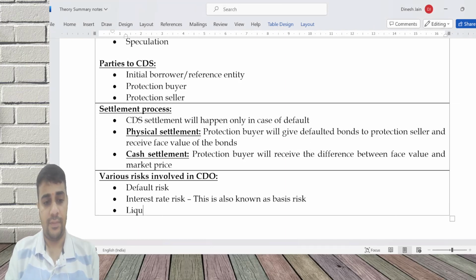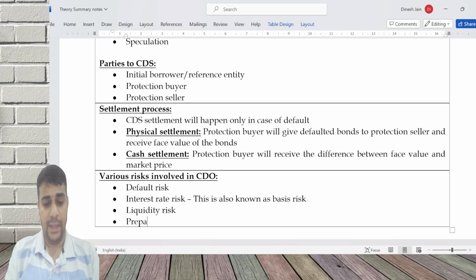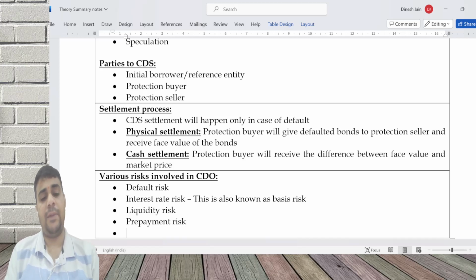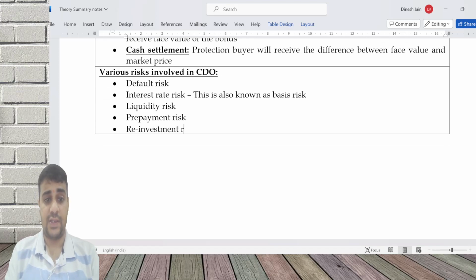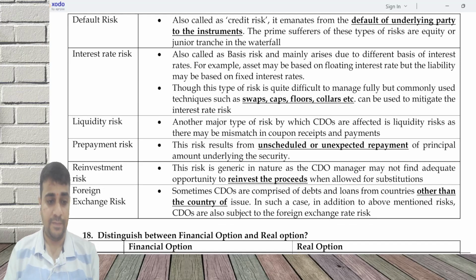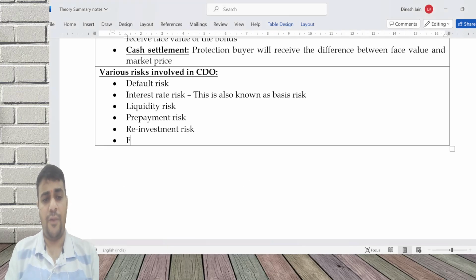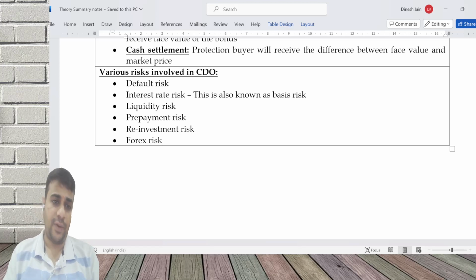Liquidity risk, not able to make the payment. Prepayment risk, if people are making prepayments, that is also a problem. Reinvestment risk, I'm not able to find adequate reinvestment options. And forex risk, there's nothing much for me to explain because we've already seen this in the interest rate swap.